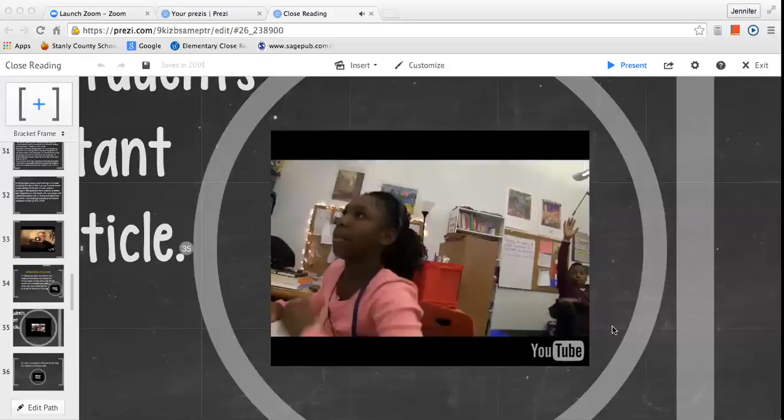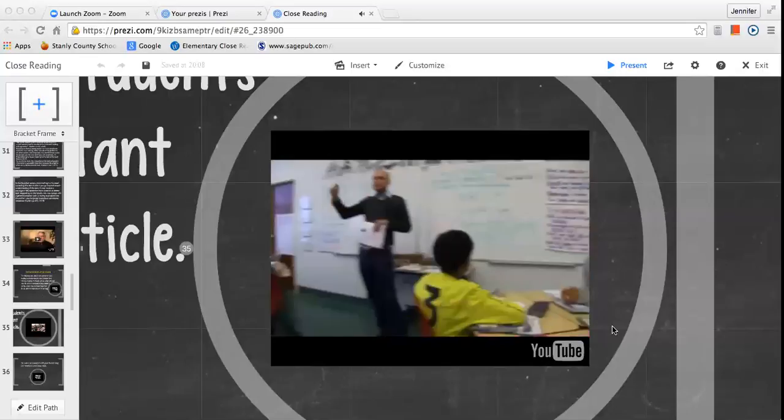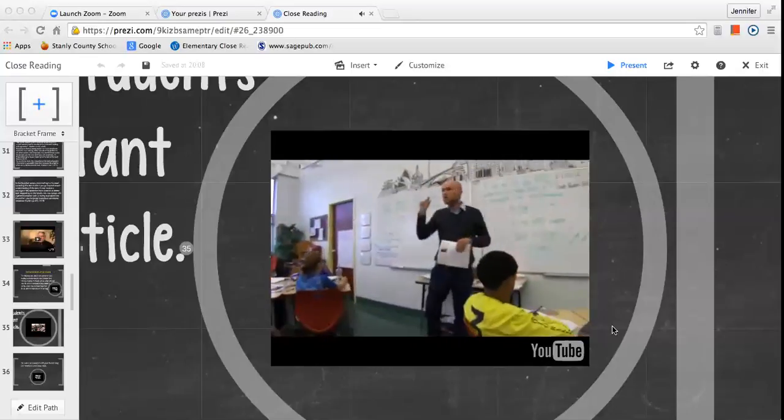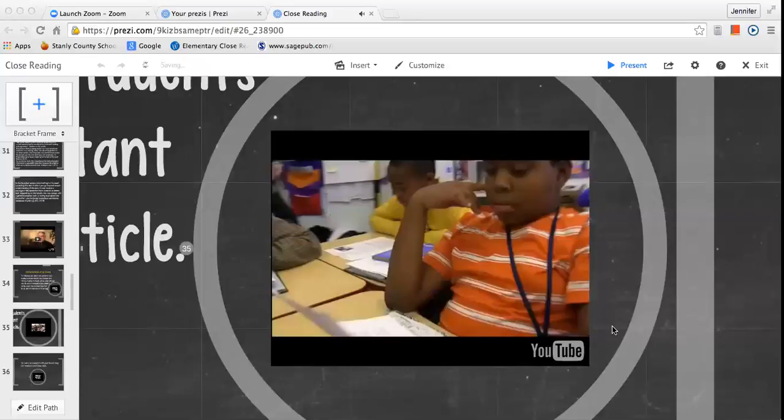Get the gist in baby steps. Take bite-sized sections, little paragraphs, right? Do I understand this paragraph? And go through section by section.